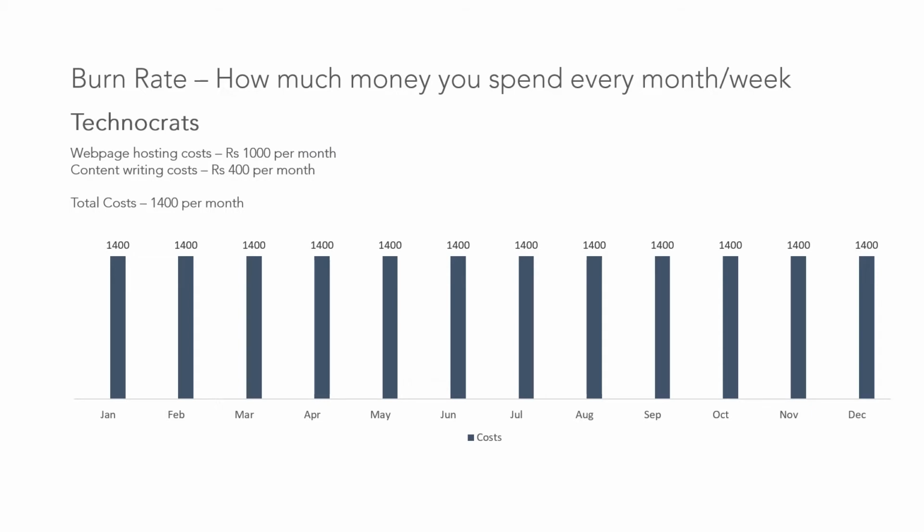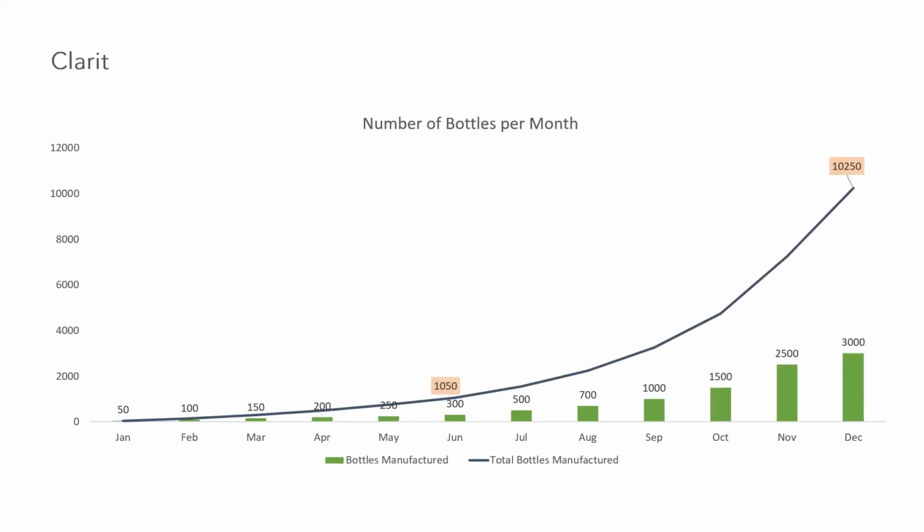Let's now look at Claret. Claret costs are a little complicated. Let's first look at how many bottles we need to manufacture every month to reach our target. In the first month, let's say we target to manufacture and sell about 50 bottles. In the second month, we will manufacture 100 and increasing from there. The curved line shows how many bottles in total we have manufactured and sold till now. So by June, that is the 6th month, we will have sold a little more than 1000 bottles. Which was our target, and in a year we will have sold a little more than 10,000 bottles, thus meeting our yearly target as well.